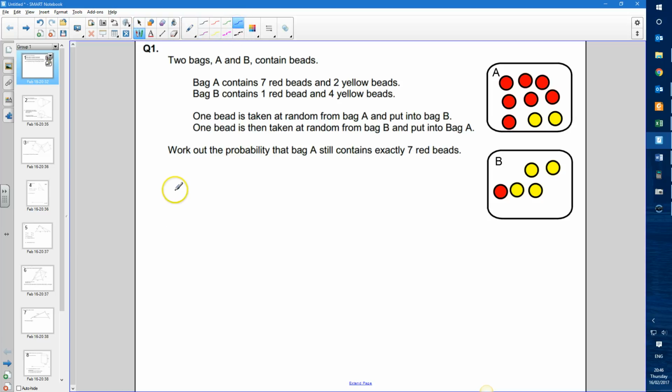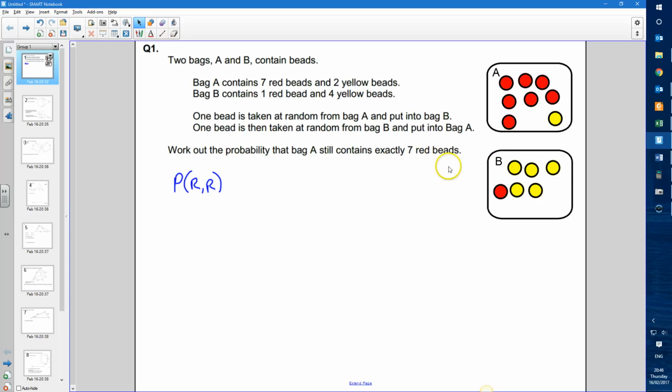So let's write that down. We want the probability of red followed by red, a red from bag A and a red from bag B. But there's another possible outcome, because it may have been that I picked a yellow from bag A and moved it into bag B. At the moment I've still got 7 red beads in A. If a red came from B back into A now, there'd be 8 reds, so I wouldn't have exactly 7 red beads in bag A.